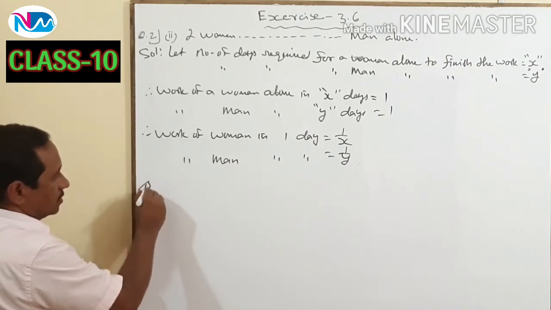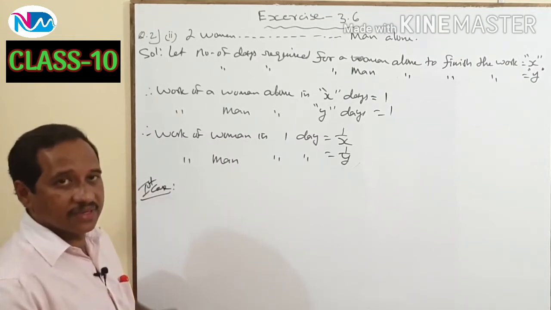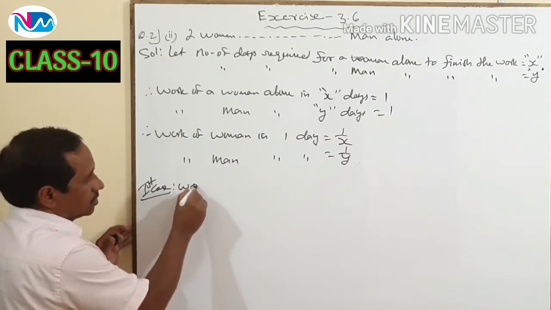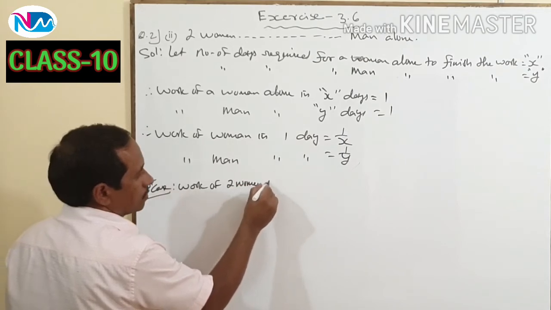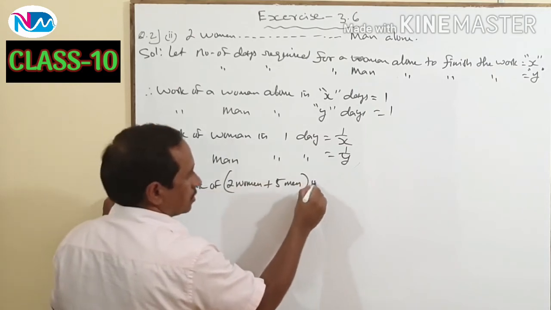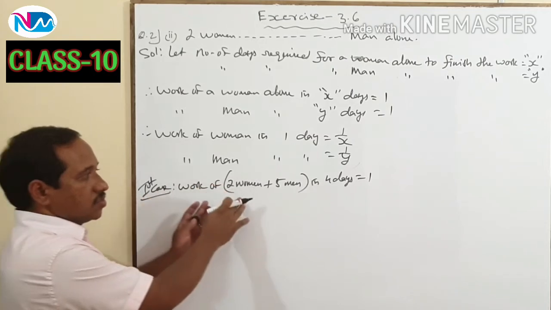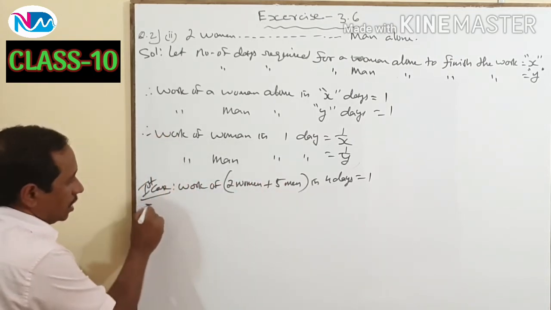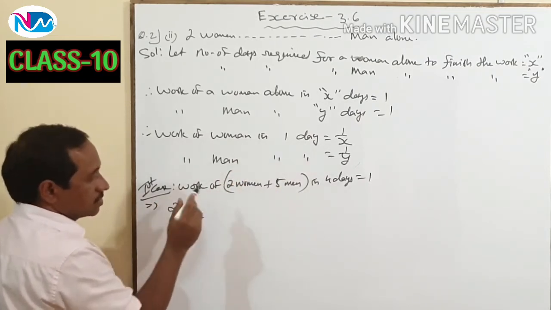We are given two conditions in the question to form the equations. According to the first condition, 2 women and 5 men can finish an embroidery work in 4 days. Therefore, we can say that work of 2 women plus 5 men in 4 days is equal to 1. Work of 2 women plus work of 5 men in 4 days is equal to 1. Work of 2 women means 2 into 1 by x.